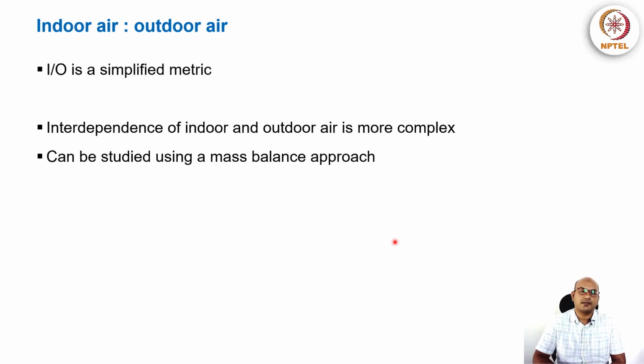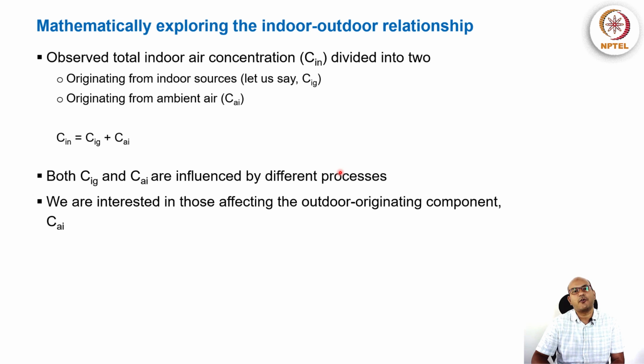So now we can see that I by O is actually a simplified metric. All we need to do is have a concentration in the outside air and a concentration in the inside air. Of course, the interdependence of the indoor and outdoor air is a bit more complex, and we will try to study this using a mass balance approach. So now we will try to mathematically explore the indoor-outdoor relationship.